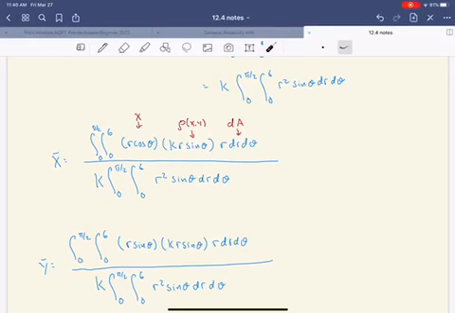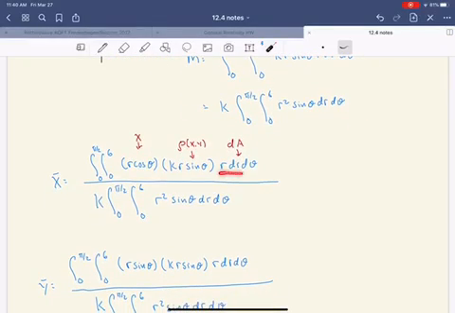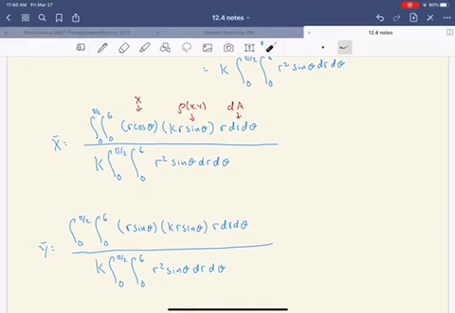Okay, so x in polar coordinates is r cosine theta. Density is k times r sine theta. We had that over here. And dA is r dr d theta. The mass we've already figured out. And now these k's cancel. Okay, so I could write this without the k's.